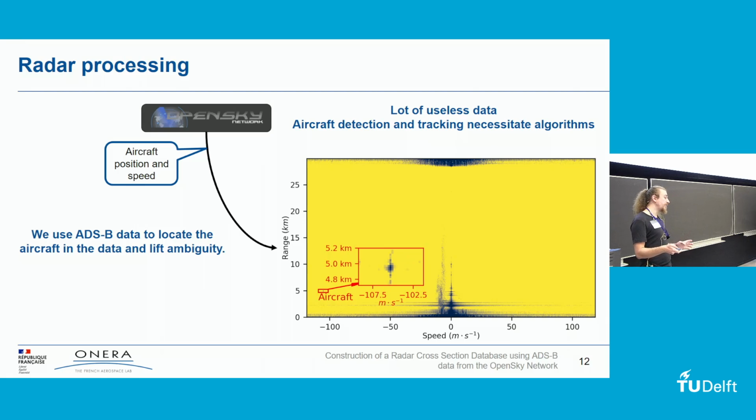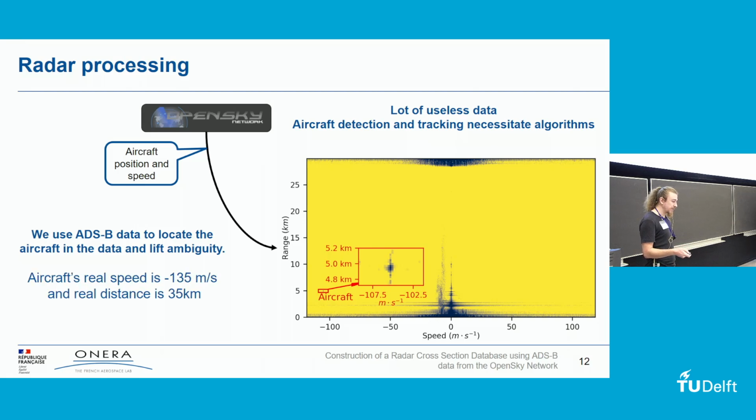And we can also lift the ambiguity, because this aircraft is actually not at 5 kilometers and going at minus 105 meters per second relative to the radar. It's actually going at minus 135 meters per second relative to the radar, and it's actually at 35 kilometers. So you see that with ADS-B data, this tedious process is made a lot easier.